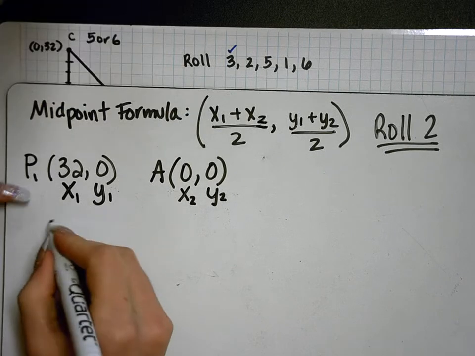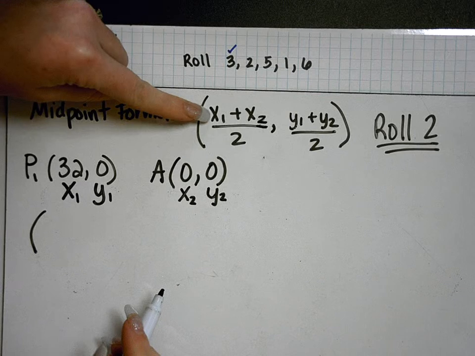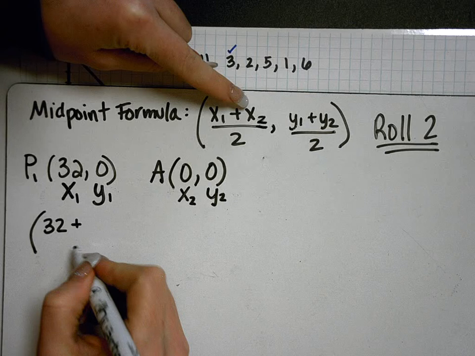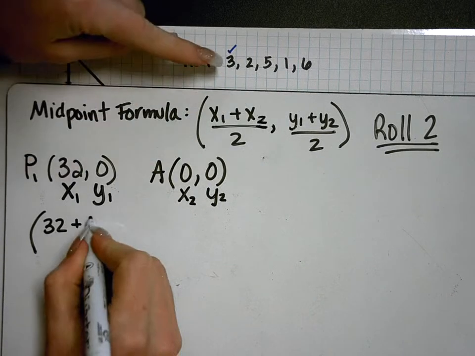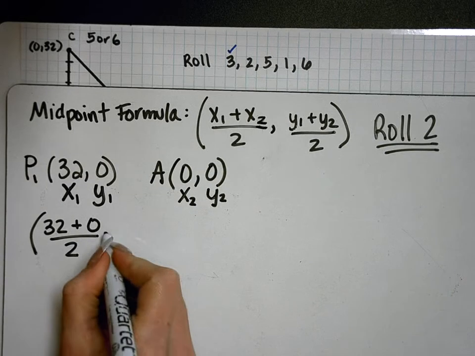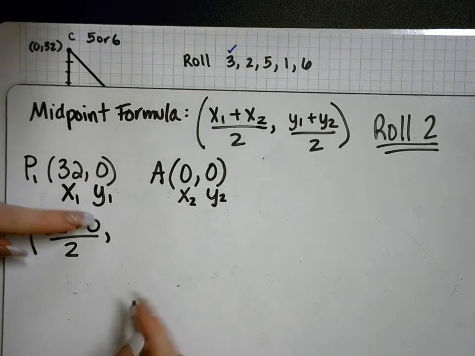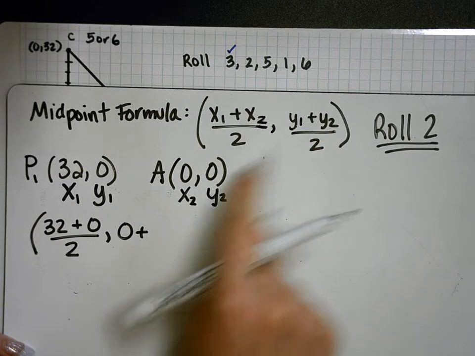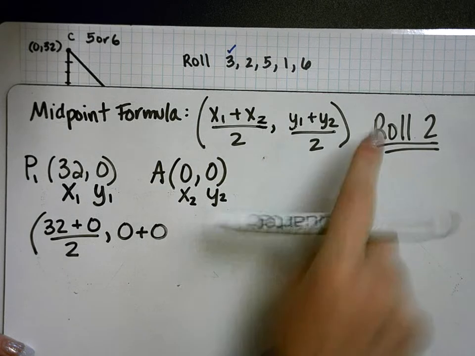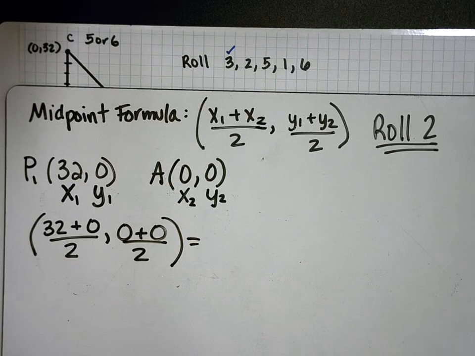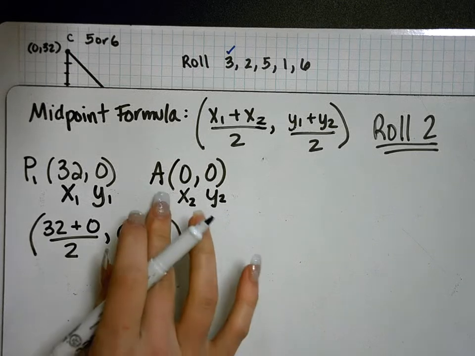The first thing it says is I take the X part of point 1, which is 32, and add it to the X part of the second point, which is 0. And then I divide the whole thing by 2, and then there's a comma, and then I do the same thing for the y's. y sub 1 is 0 plus y sub 2 is 0, all divided by 2. Then I'm just going to simplify this, and once I simplify this, this is what's going to tell me the midpoint between my first point, point 1, and the corresponding vertex A.